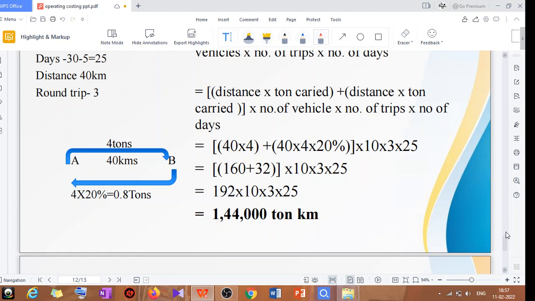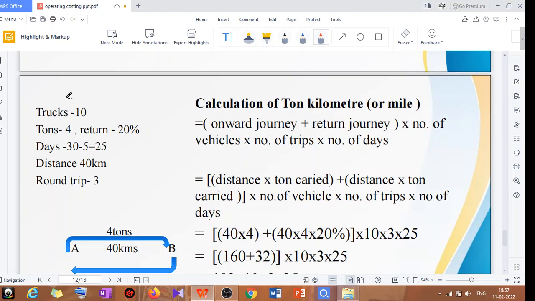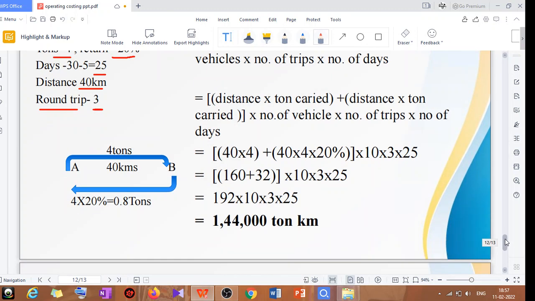What I was saying is, number of trucks was 10. Goods carried, how much? 4 tons. While returning, 20% is carried. It means out of 4, 20%, it will be 0.8. Then number of days operated is 25. The distance one side is 40 kilometers. Then round trips, how many? 3. I'll explain with the help of this diagram.